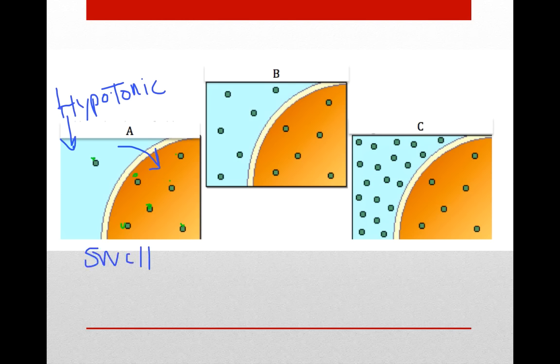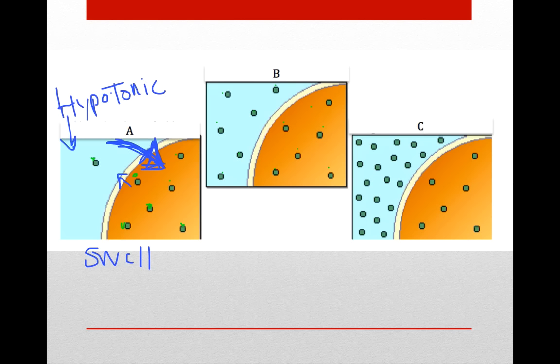In our second example, the green dots inside the cell are about equally spaced with the green dots outside of the cell. There's still a movement of water, and I'm going to go quickly back to A. There's still some water that will move out of the cell too. It's just that a lot more will go in than out, and therefore the net amount of water will be going into the cell.